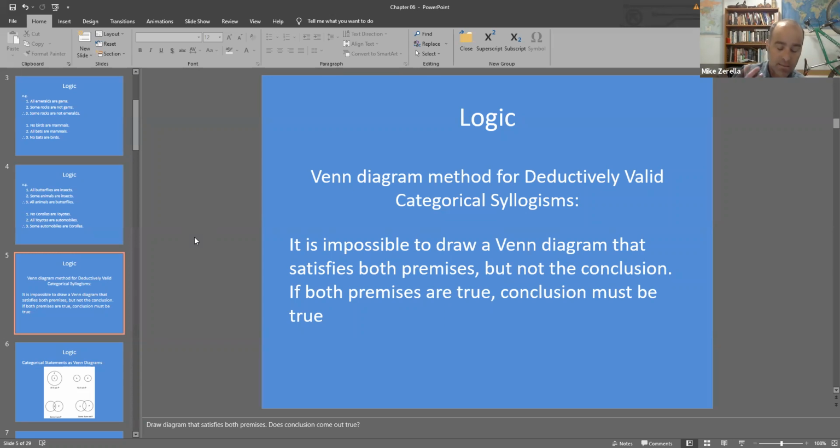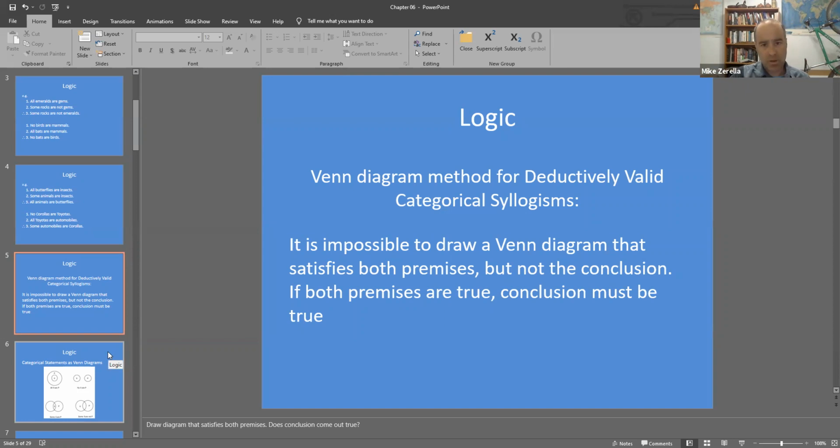For a categorical syllogism to be deductively valid, it has to be impossible to draw a Venn diagram that satisfies both premises, but then not the conclusion. There might be a variety of ways to draw a Venn diagram that satisfies what's going on in a categorical statement or a categorical syllogism. But if it's impossible to draw a Venn diagram such that both premises come out true, but the conclusion comes out false, then you know you've got a deductively valid categorical syllogism.